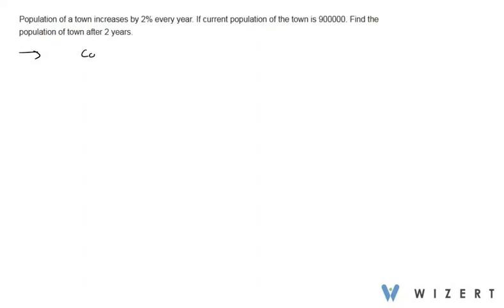So population increase is following compounding. Compounding of population is happening here. So we can use the compound interest formula for population increase. So that will be compound increase in population. So let's see.